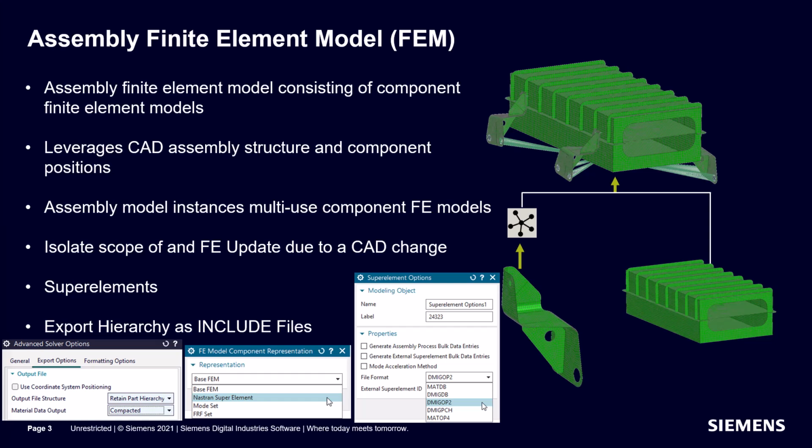An assembly finite element model leverages the CAD assembly structure and component positions to position component finite element models. It can save time when the assembly has the same component in multiple locations.